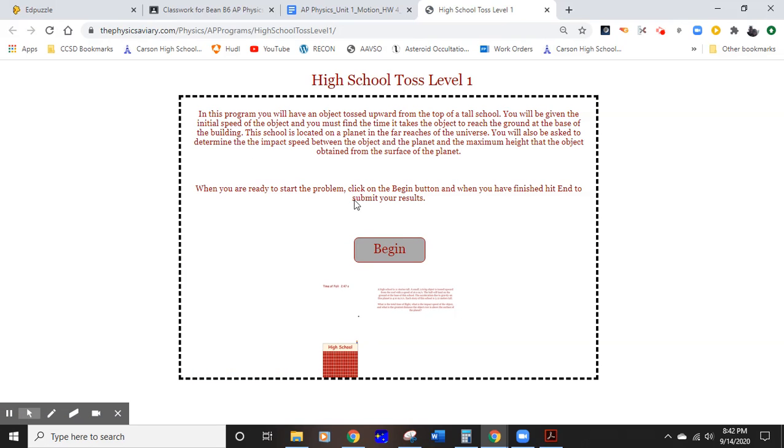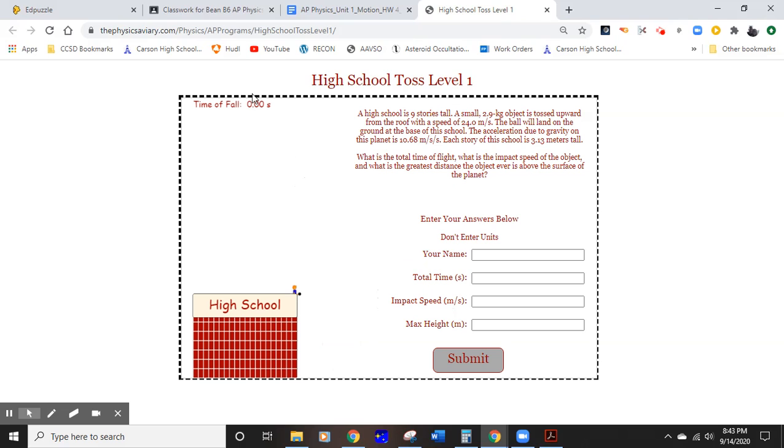All right. The school is located on a planet that is not Earth, so you have to be very careful that you don't use 9.8. You'll be asked to determine the impact speed of the object, the maximum height that the object obtained from the surface, and how long it was in the air. Go ahead and click on begin here.